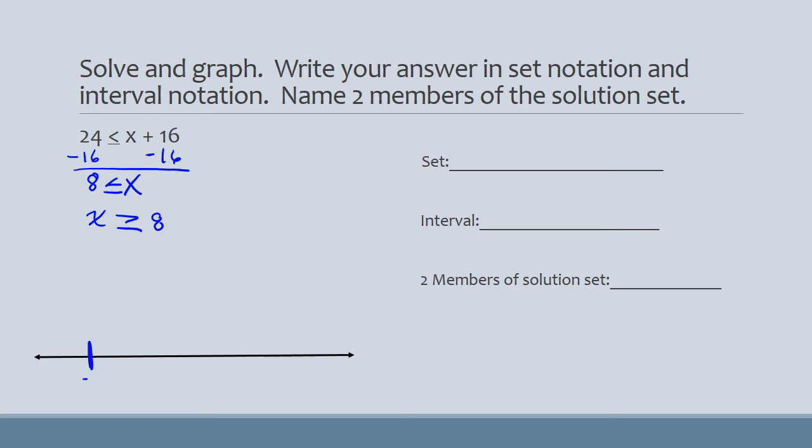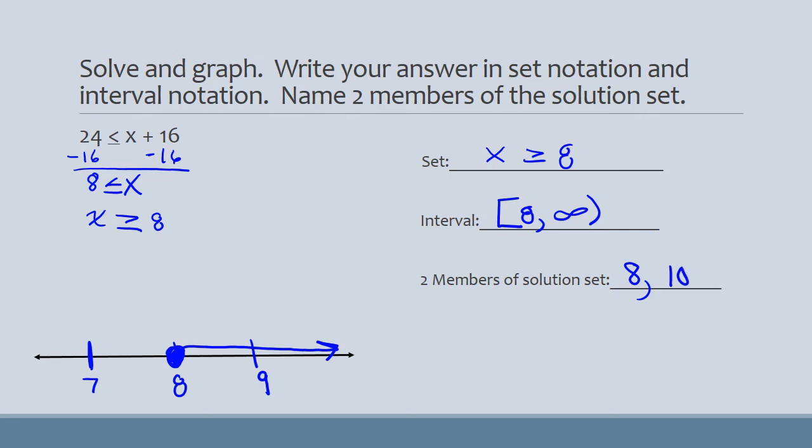So if I would go 7, 8, and 9, okay, I've got a solid circle filled in because 8 is included. And my arrow goes then to the right because I want everything that's greater than 8. So set notation, x is greater than or equal to 8. Interval notation, 8's included, so I use a bracket, and I'm going off to positive infinity. And we could include 8, and we could include anything larger than 8. You can pick whatever number you want as long as it's bigger than 8.